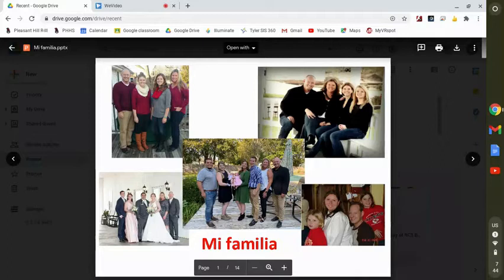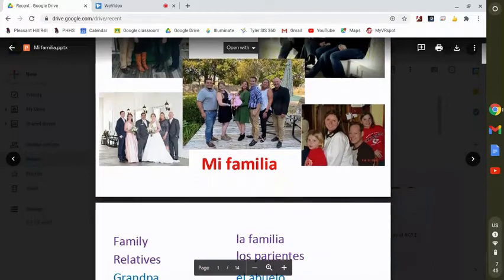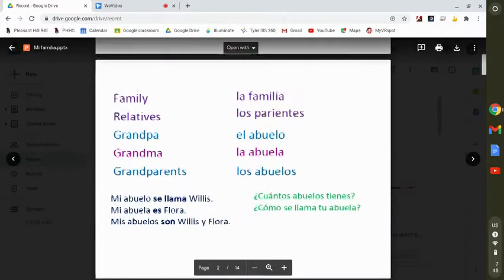If I talk too fast at any time, feel free to hit pause on this. So on the top of your paper, I want you to write Mi Familia. And mi means my. Make sure you say mi, it's not pronounced me like me llamo. Okay, now if you look at this, it's color-coded.